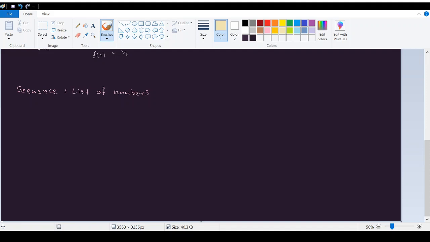Now in this video, let's try to be more familiar with these notions of sequences. Simply what we mean by a sequence is a list of numbers, and we denote it by a_n. A better way of representing these sequences is writing it inside curly brackets, and we write the starting number and the end number like this.